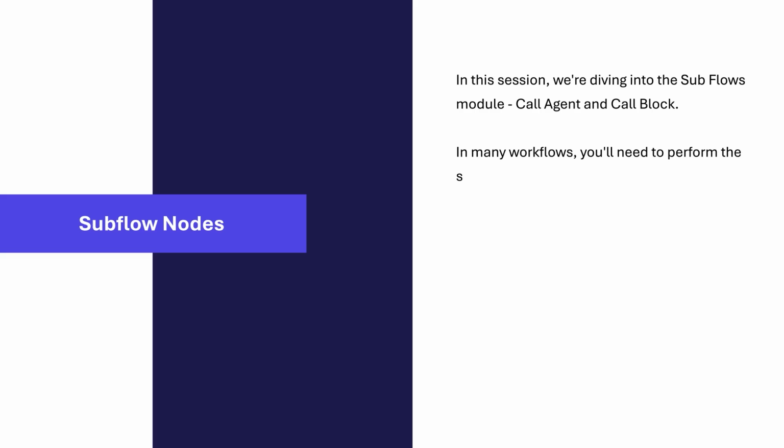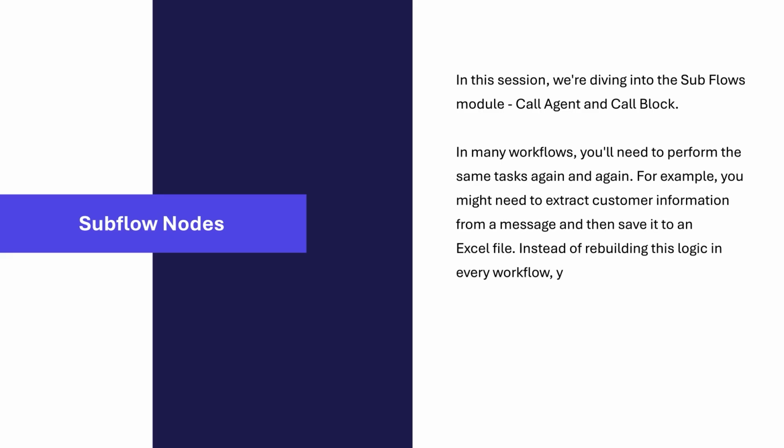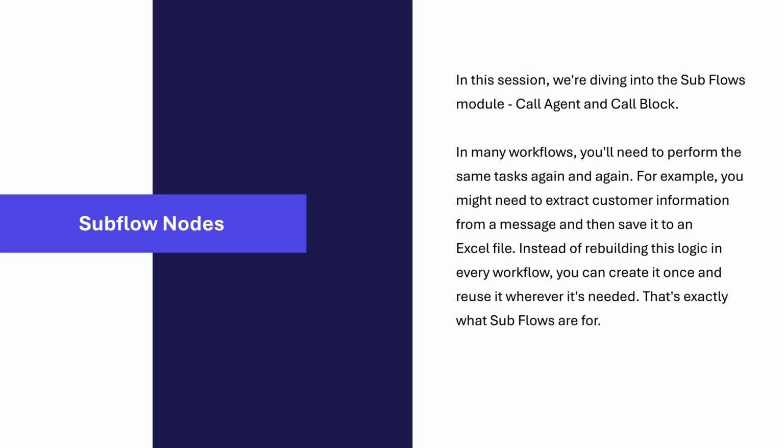In many workflows, you'll need to perform the same tasks again and again. For example, you might need to extract customer information from a message and then save it to an Excel file. Instead of rebuilding this logic in every workflow, you can create it once and reuse it wherever it's needed. That's exactly what subflows are for. You can keep your workflows simple, reusable, and much easier to maintain.